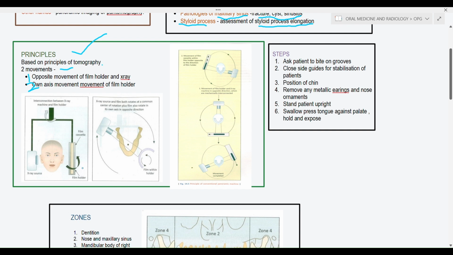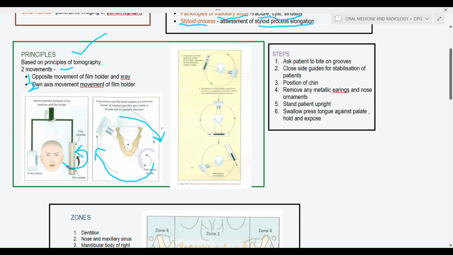Okay, let me show you. This is the own axis movement of the film holder, and the film holder moves in the forward direction of the patient, whereas the X-ray machine moves in the backward direction of the patient. You can see clearly the backward movement of the X-ray machine and the forward movement of the film holder, and you can see in that picture the own axis movement of the film holder also.